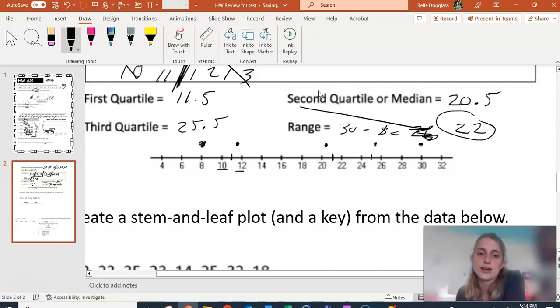A box and whisker plot has 2 whiskers on either side. And it has a box that is separated by the median, so it kind of looks like 2 boxes together.